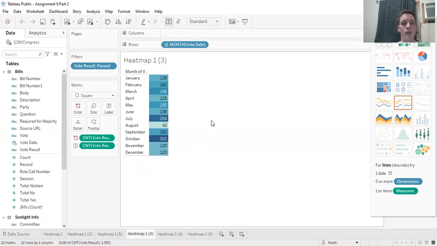Then we pretty much go through the same thing with months, and it's just really interesting seeing this way. You can look at a month and again tell by the intensity of the color where it fits in on here. But very interesting. October, the high point for passed vote results.